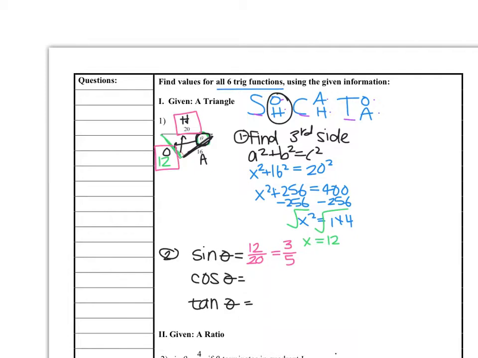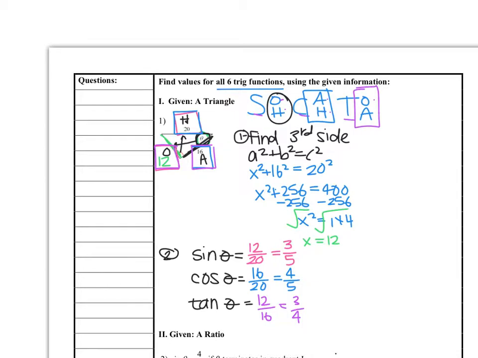So cosine uses A over H. So adjacent, 16, I shouldn't have boxed over that, 16 over hypotenuse, 16 over 20. And if you reduce, that gives you 4/5. And last but not least, we have tangent. Tangent uses O over A, TOA, O over A. So that would be 12 over 16. So remember, these ratios are just fractions. That's all you have to do with them is write them out. That's it. 12 over 16 reduces to 3/4.